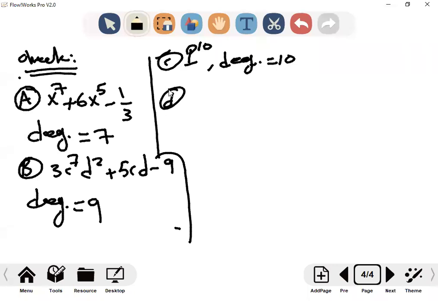Part D. We have 25. It is a polynomial. Polynomial with one monomial. Got it? Here, polynomial with how many monomials? 3. Polynomial with how many monomials? 3. Polynomial with one monomial. Normal. What's the degree here?